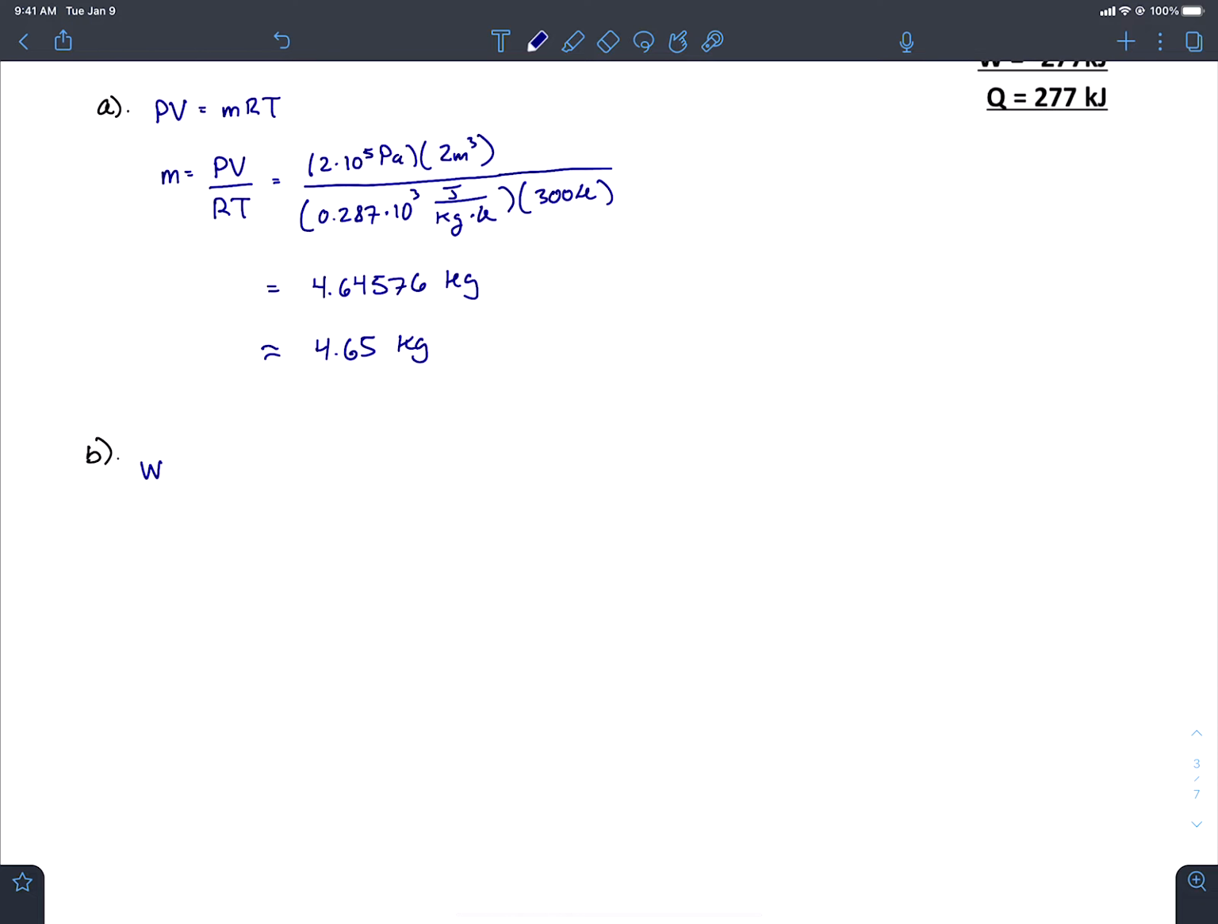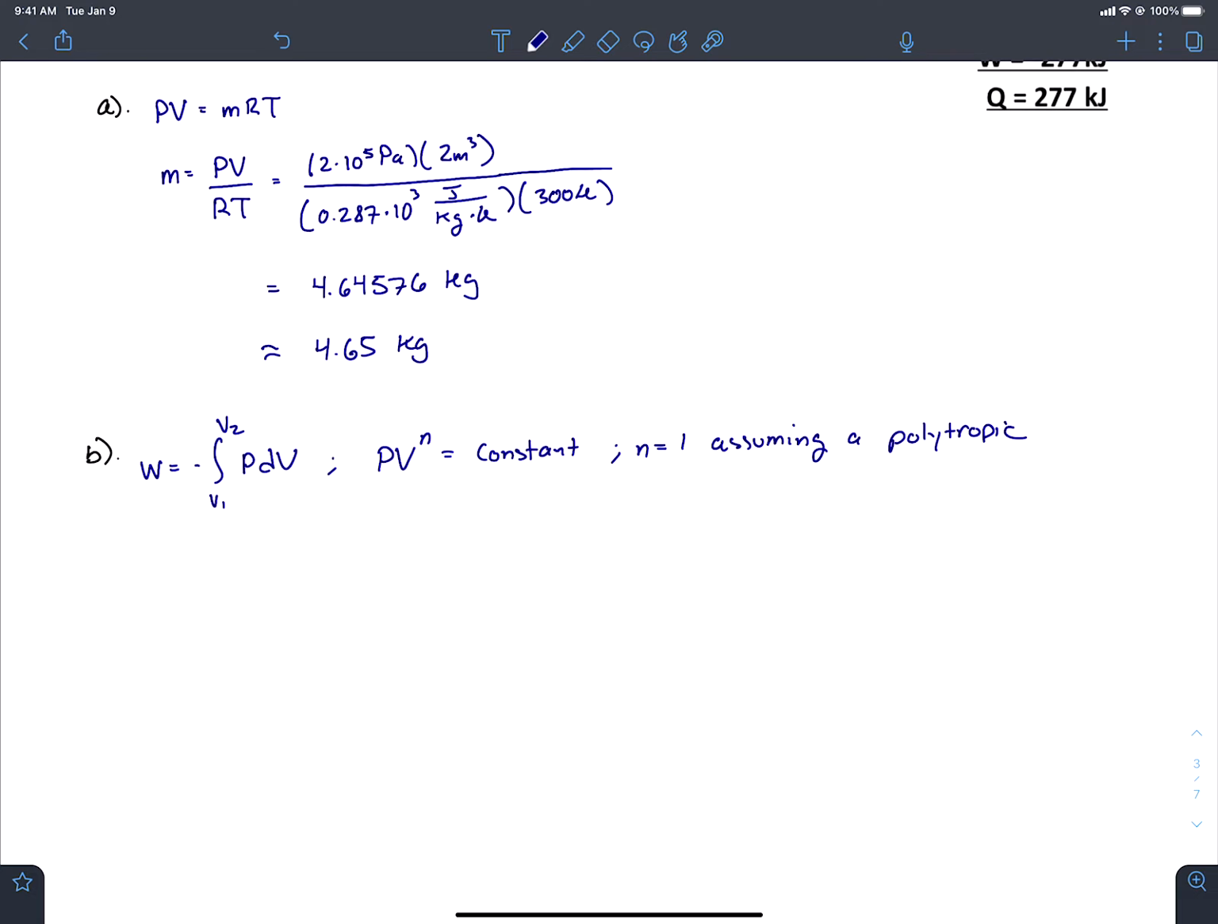So the work, just defining the work equation like we did last week, is the integral from V1 to V2 of P dV. And in this case, we're given the relationship of PV to the N equals constant, and N here equals 1. So this is assuming, I think somebody asked about this last week, a polytropic process. It completely escaped my mind because I don't really ever think about these things. But yeah, so this is a polytropic process.